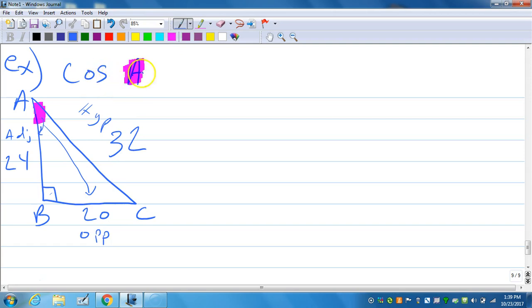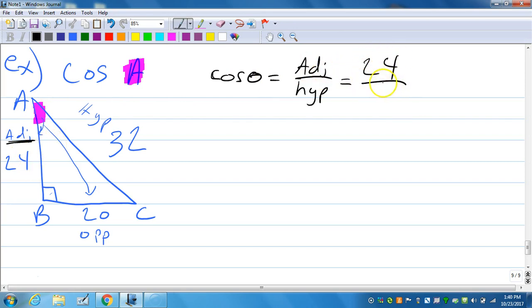So then let's find the cosine of A. Remember that the cosine of theta is equal to the adjacent over the hypotenuse. The adjacent is right here, 24, divided by my hypotenuse, which is right here, 32. Do we need this number 20? No, we don't, but it's still there. Just leave it alone. And then you see if you can reduce.